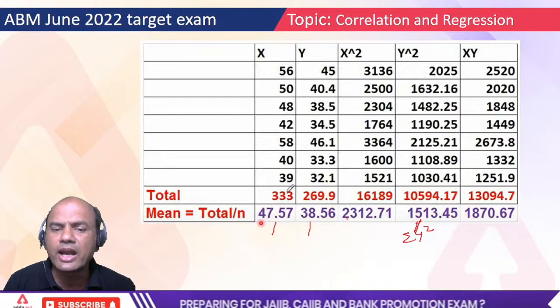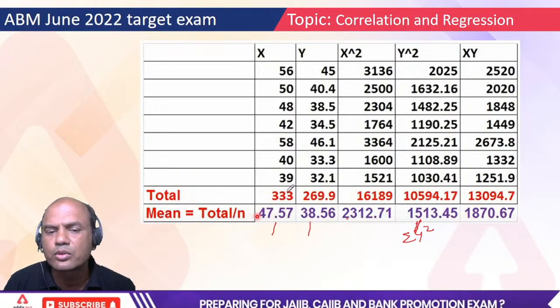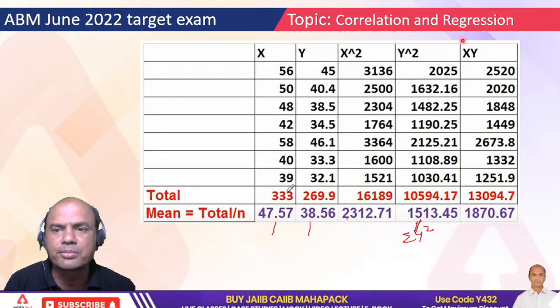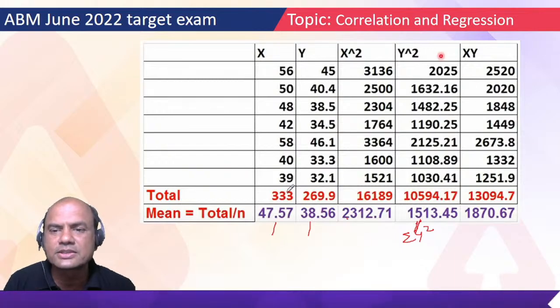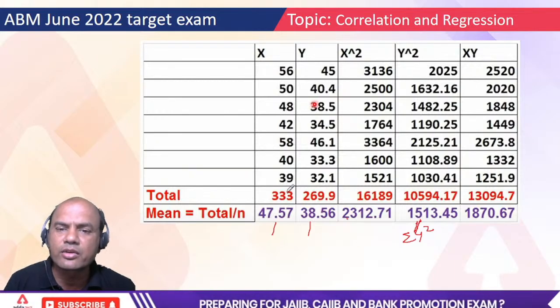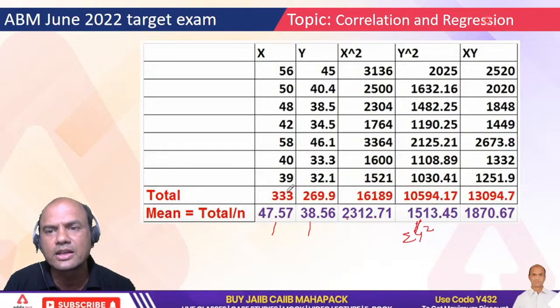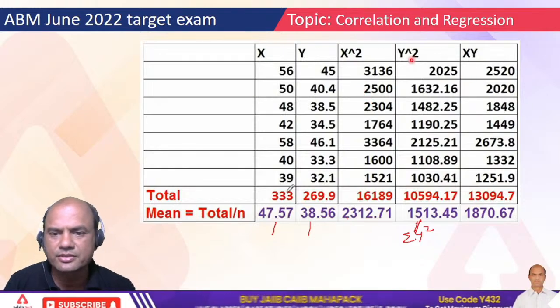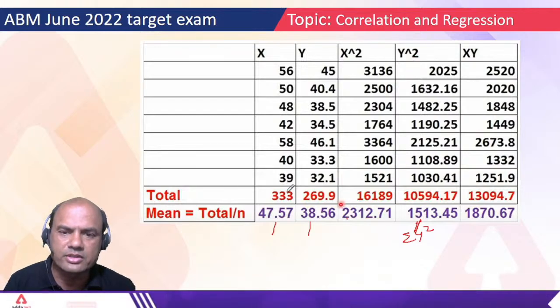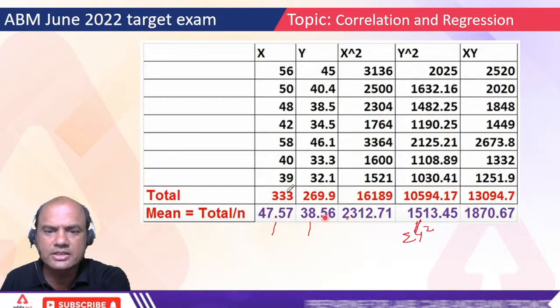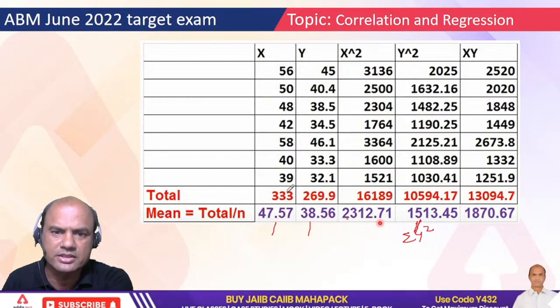Now you'll ask me, why did we find all this total and total upon n? I'll tell you. Firstly, have you understood how to complete this table? Table is required. Without this table you can't solve a case study on correlation and regression. This table is a must. Okay, so everybody's got it. Type yes.